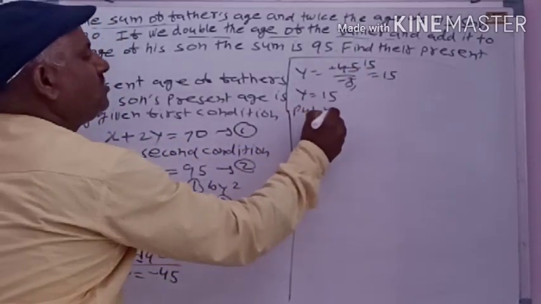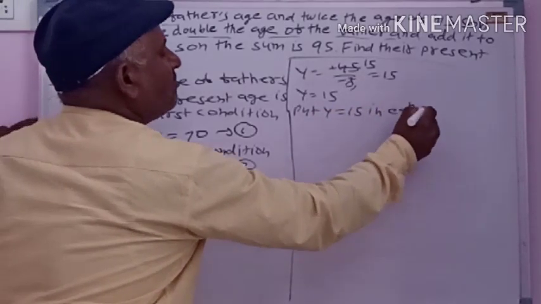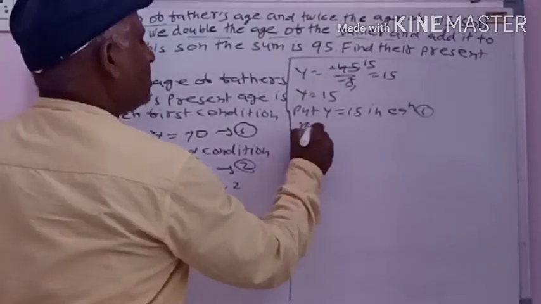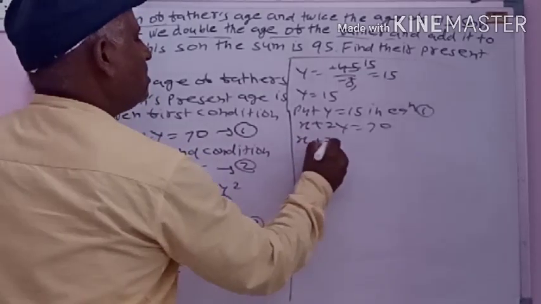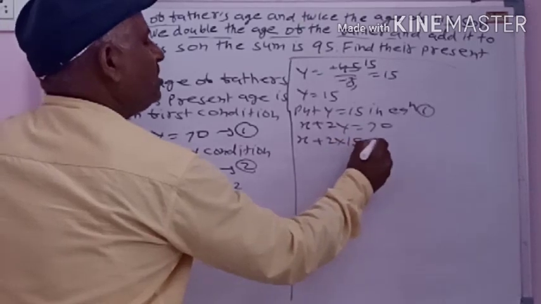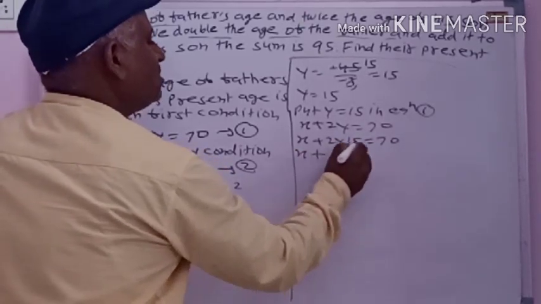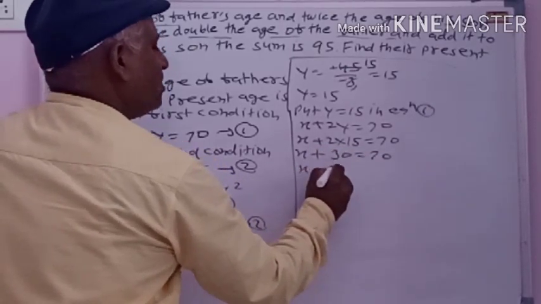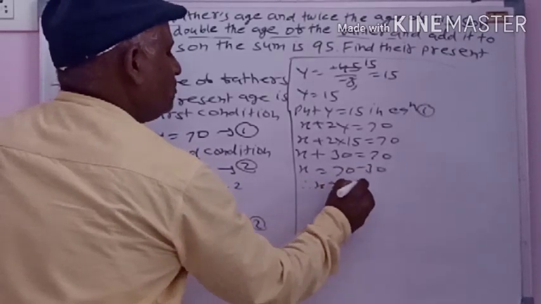Put y is equal to 15 in equation 1. Equation 1 is x plus 2y is equal to 70. X plus, put y is equal to 15, 2 into 15 is 30, is equal to 70. Therefore, x is equal to 70 minus 30. X is equal to 40.